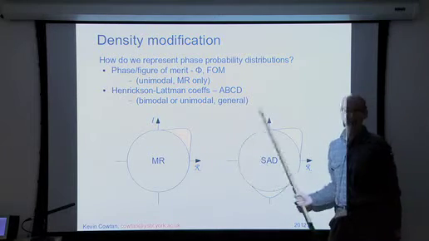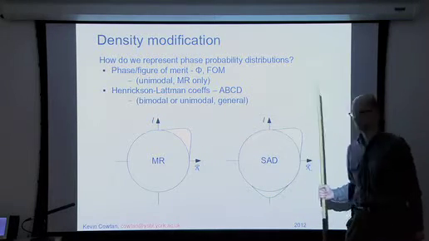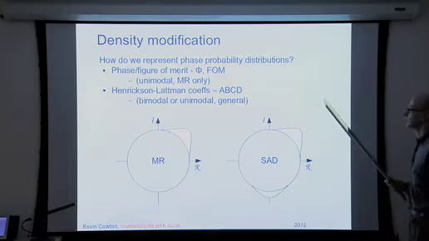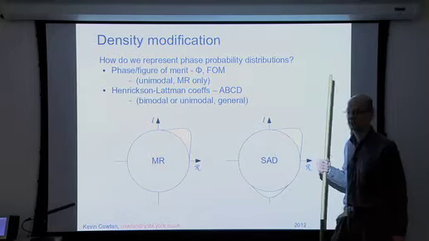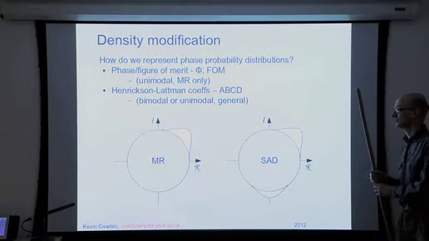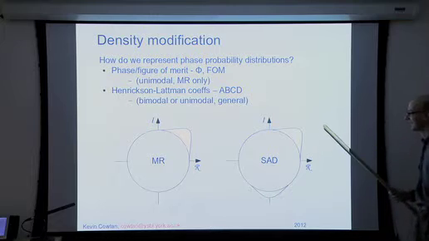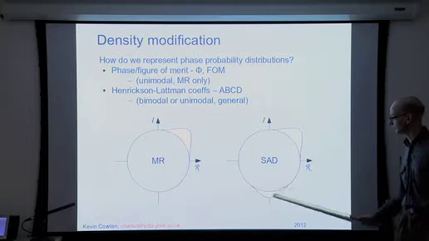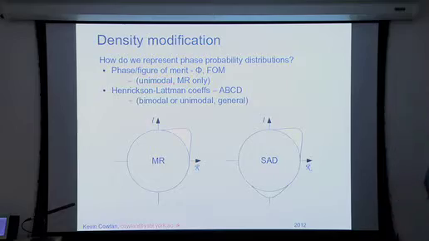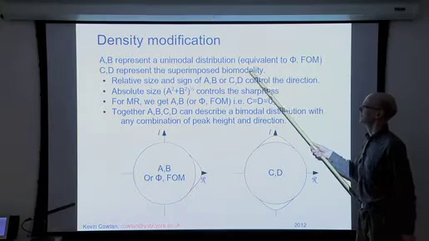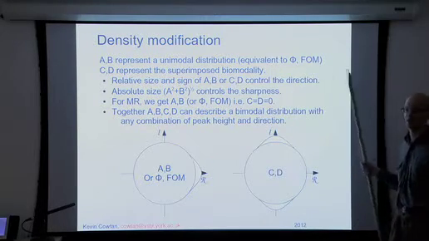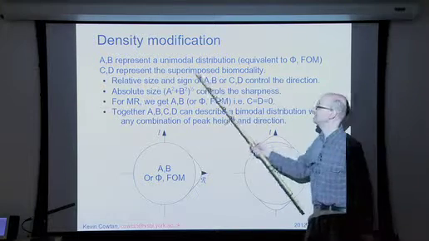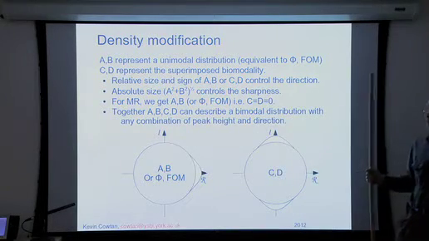But this can only represent a unimodal distribution, phase and figure of merit. So there's a more general representation called Hendrickson-Lattman coefficients. This is a set of 4 numbers, A, B, C, and D. And these can represent any bimodal distribution, including unimodal ones. So you could represent this distribution exactly with these 4 numbers. And so these are commonly used in experimental phasing. What do these mean? A and B represent a unimodal distribution equivalent to a phase and figure of merit. And C and D represent superimposed bimodality.